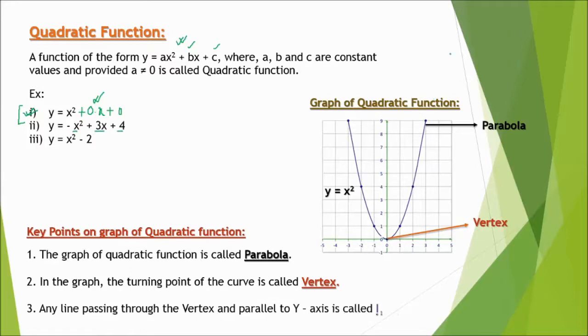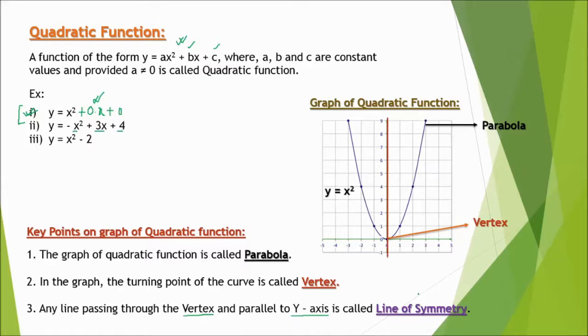Any line passing through the vertex, you can see the line which passes through the vertex and is parallel to the y-axis, always parallel to the y-axis and always passing through the vertex, is the line of symmetry. Now from the figure, I'm going to show you the line of symmetry right now.